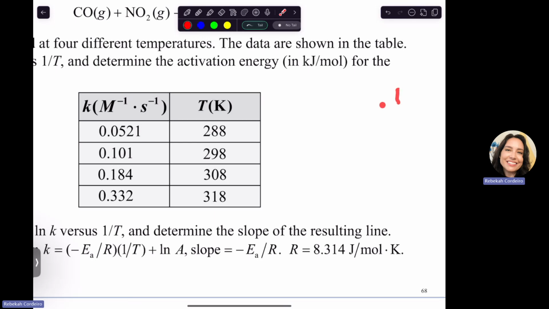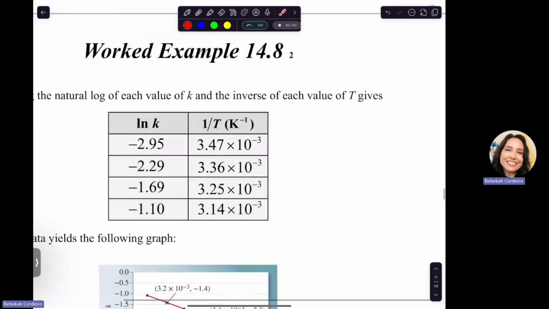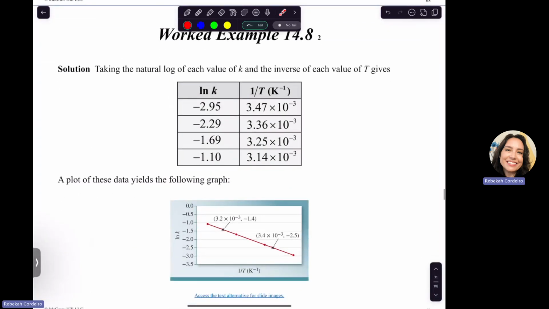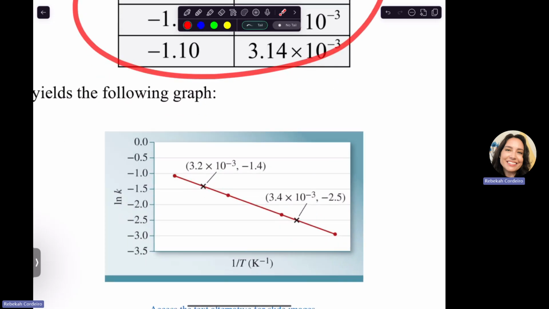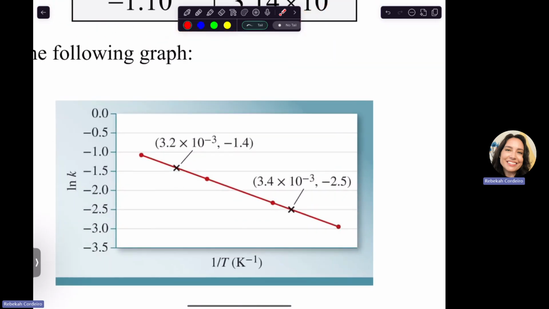And then my next column would be 1 over T, and in this column I would say 1 over, and then I would put in that cell and drag it down. So we get these numbers, and then we would plot a graph of these two numbers. And so we get this graph. Now, if we wanted to find the slope, remember that the slope would give me negative Ea over R. So if I find the slope, I can find the activation energy.